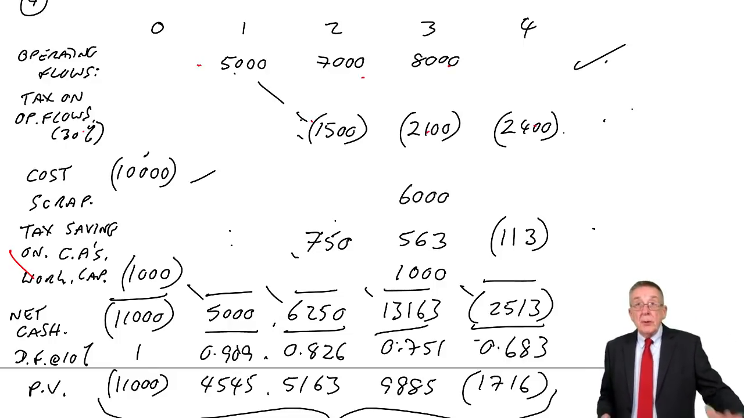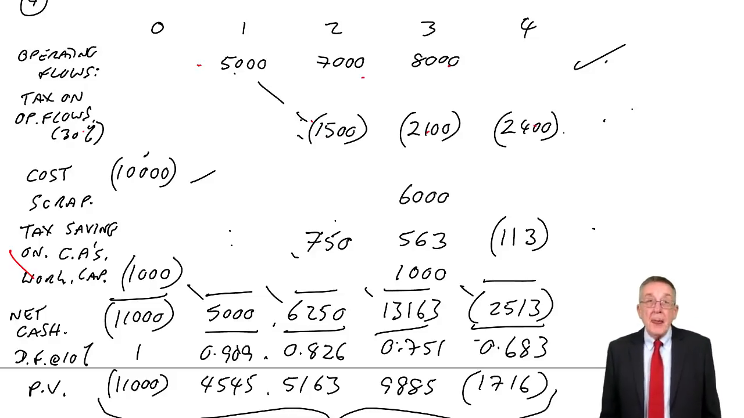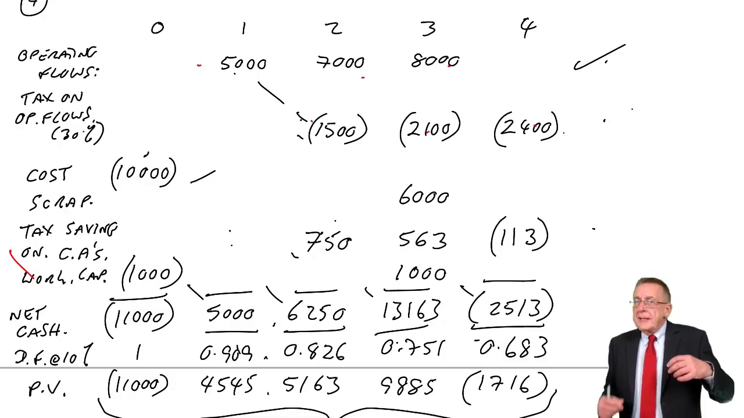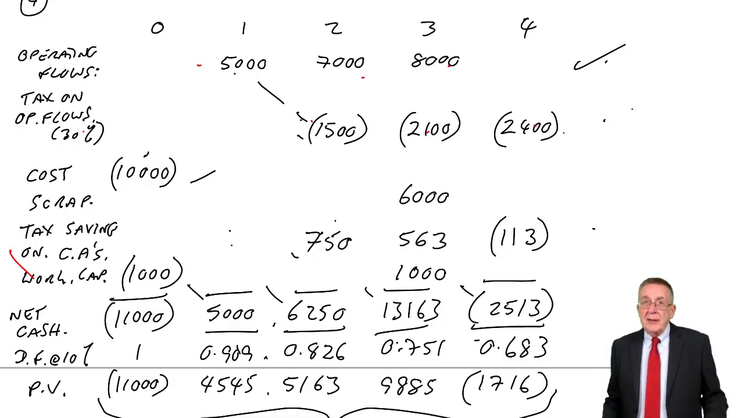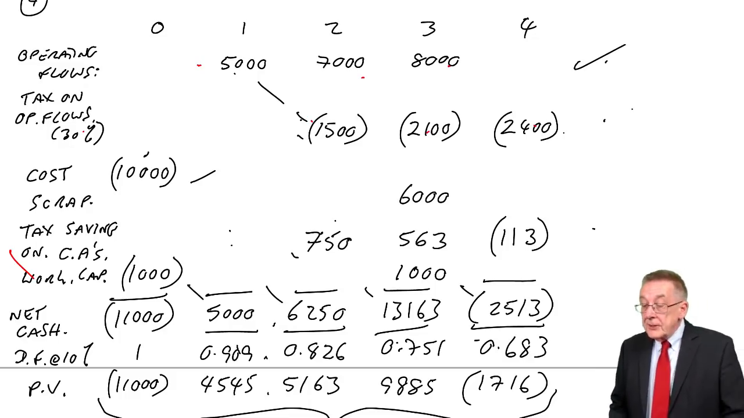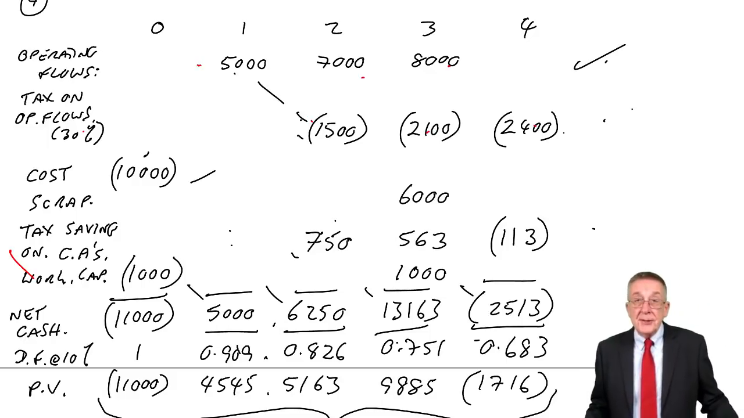Okay. Well, we dealt with working capital, we dealt with tax. There's one last problem, which again appears in virtually every Section C long form question on investment appraisal, and that's inflation. So in the next lecture, we'll deal with inflation, and then we've got everything in this sort of question.